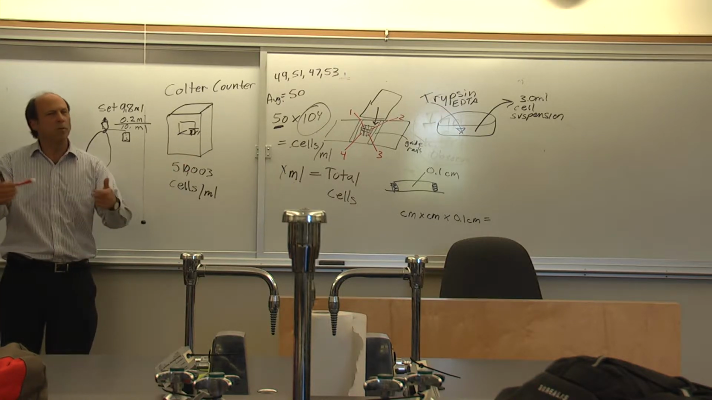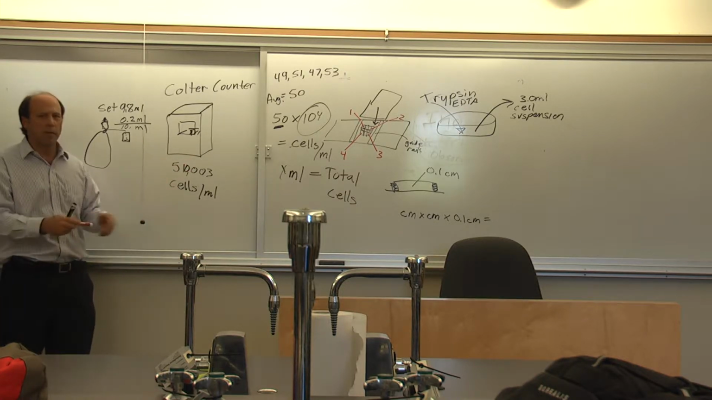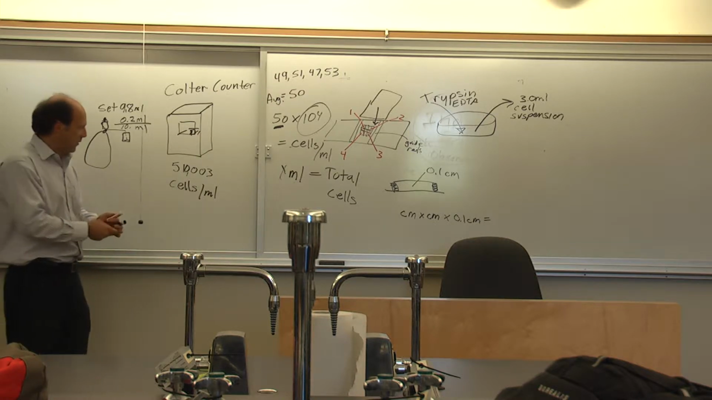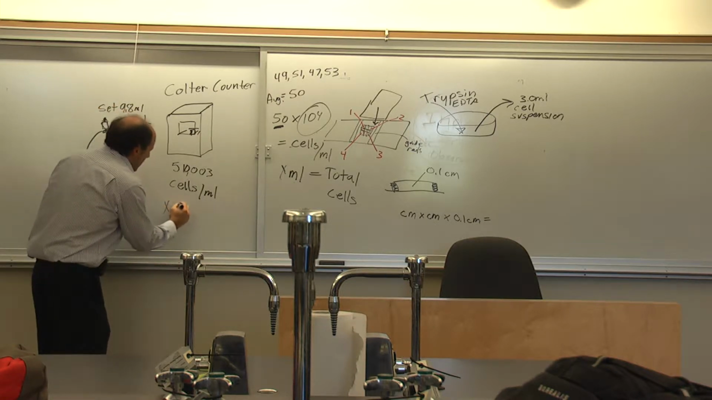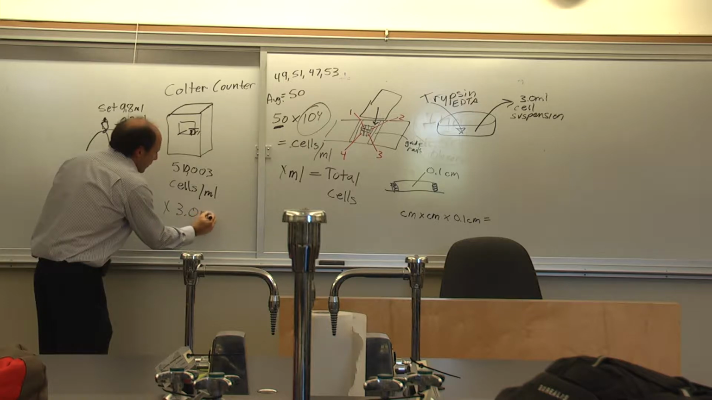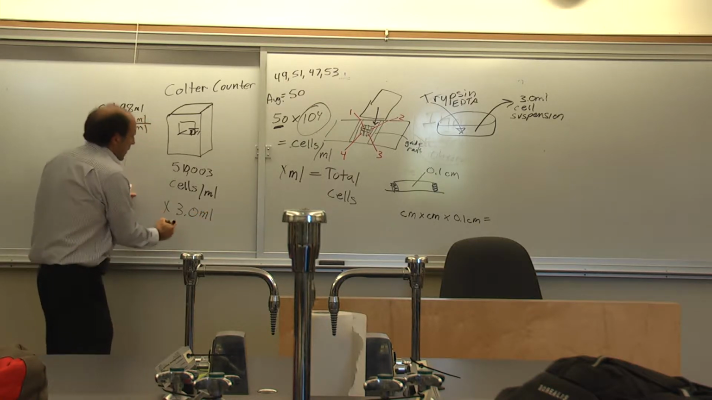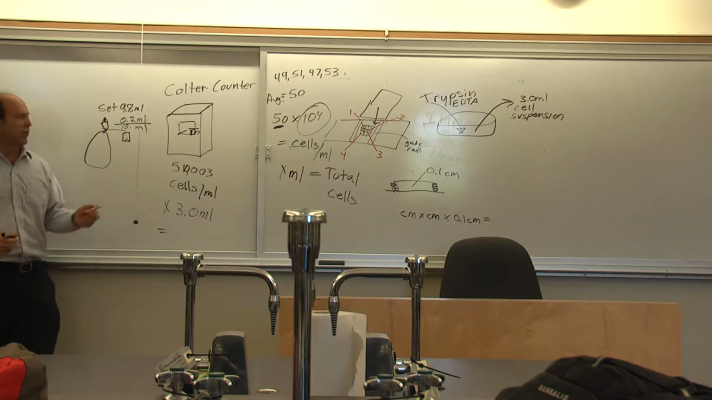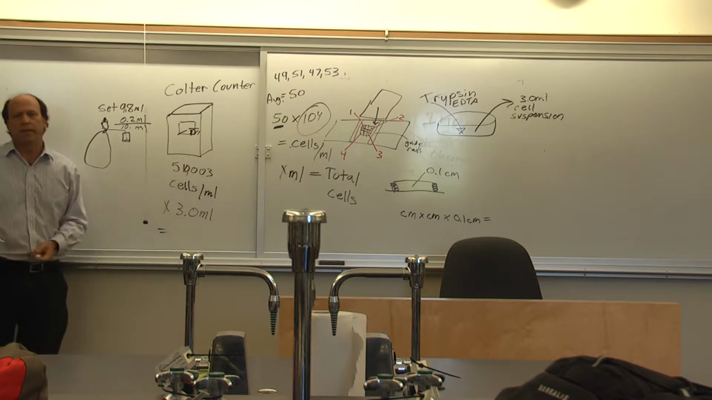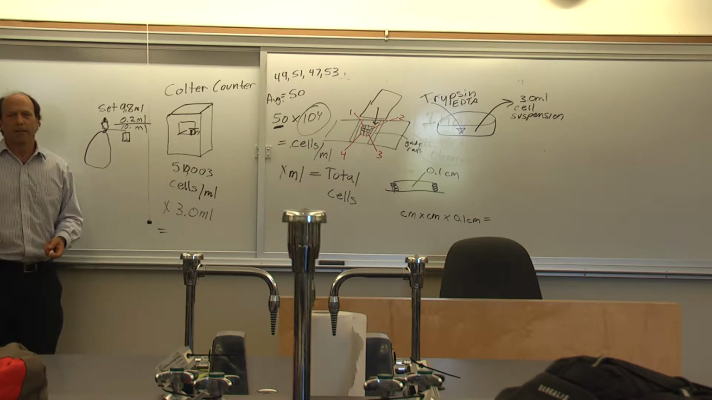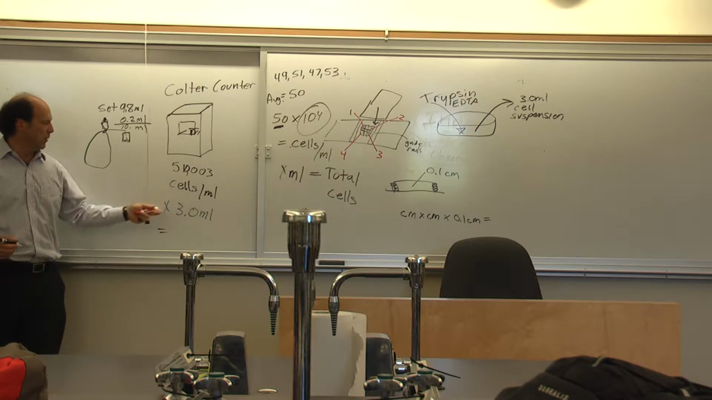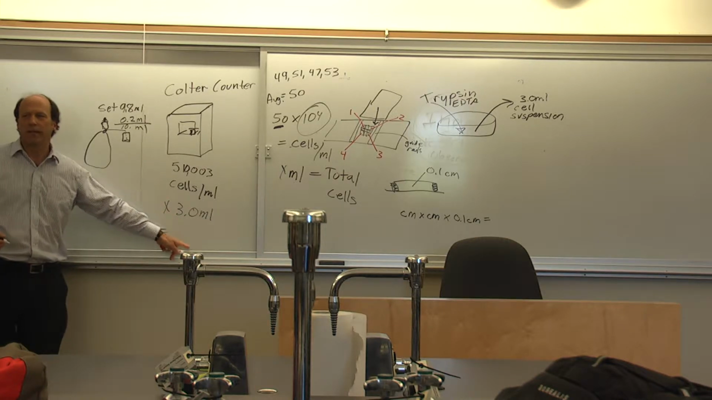We're all done, right? Almost we're all done. You still need to multiply times the number of mils, right? So that's the magic number. So if I ask you that on a question, how many total cells were in the sample? And the electronic counter says 510,000 per mil. So how many cells are there total? Well, you still need to multiply by 3 to get that magic number.